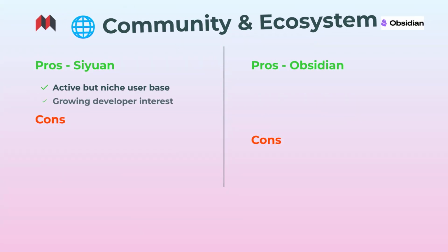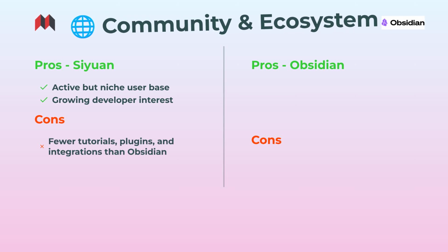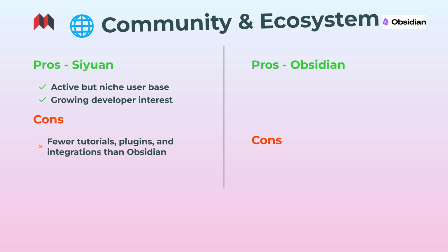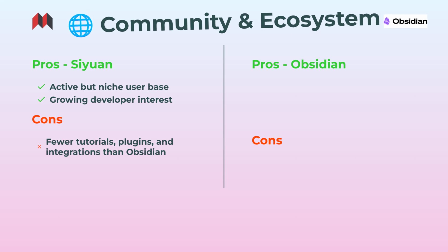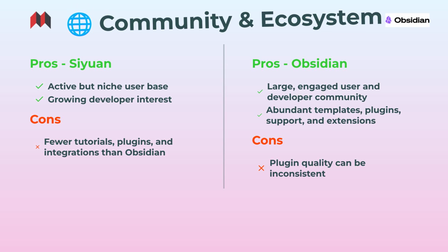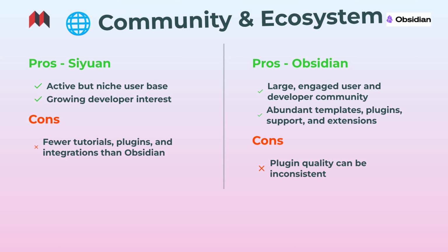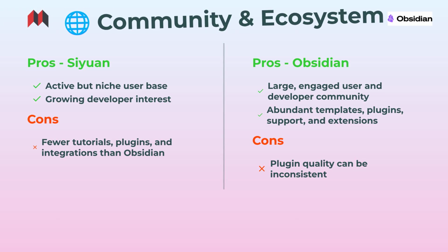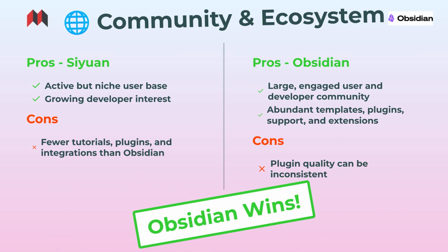Community and ecosystem time. Siyuan definitely has its fans, it's growing, there's developer interest, but honestly it's still a smaller crowd. So fewer tutorials, plugins, and integrations compared to the heavyweight, Obsidian. Oh man, it's huge! Tons of active users, devs, templates, plugins. You can pretty much get help or extensions for anything you dream up. Occasional plugin quality issues, sure, but you never feel alone using it. Obsidian clearly takes this round.